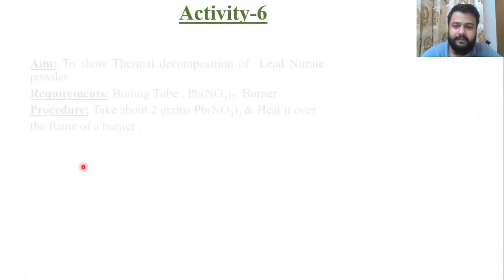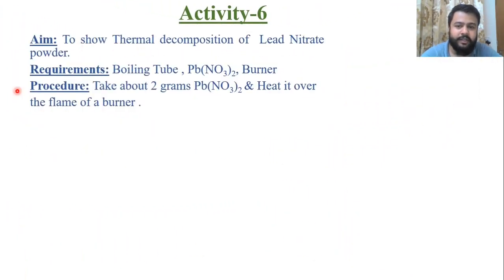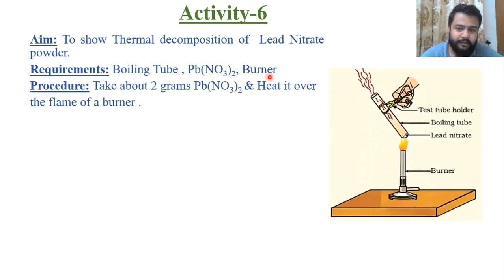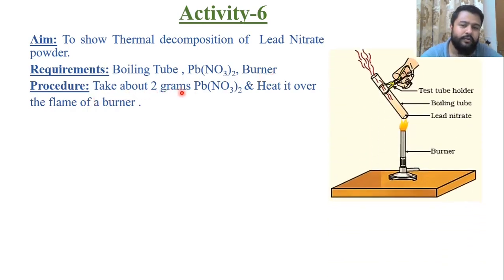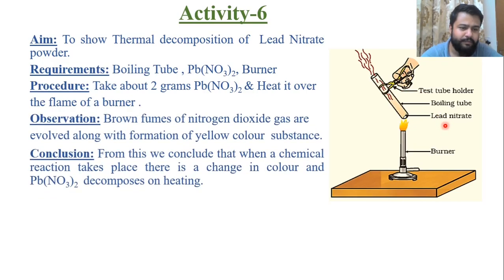Now activity 6. In this activity we are going to show the thermal decomposition of lead nitrate powder. Requirements are again a boiling tube, lead nitrate and a burner. The procedure is again the same. We are going to take 2 gram of lead nitrate and heat it over the burning flame. So this is the burner, lead nitrate, boiling tube. We are heating this lead nitrate and it decomposes into lead oxide and nitrogen gas.